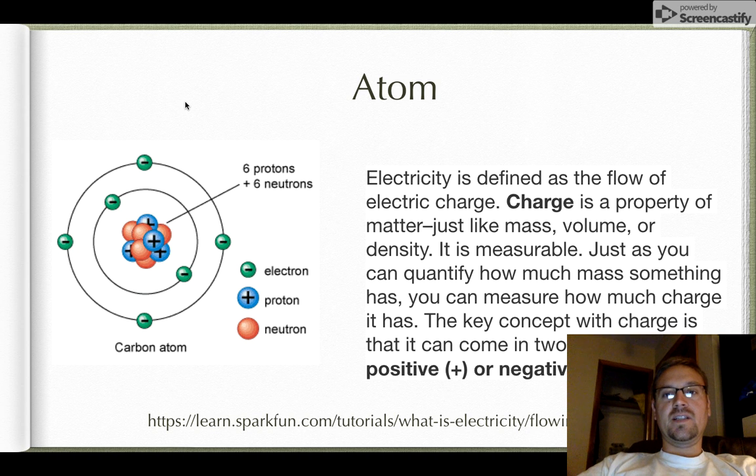Electricity is defined as the flow of electric charge. Charge is a property of matter, just like mass, volume, or density, that can be measured. Just as you quantify how much mass something has, you can measure how much charge it has as well. The key concept is that it comes in 2 types, positive and negative.